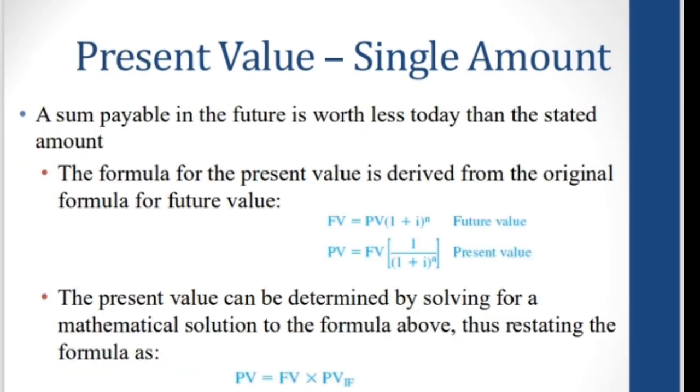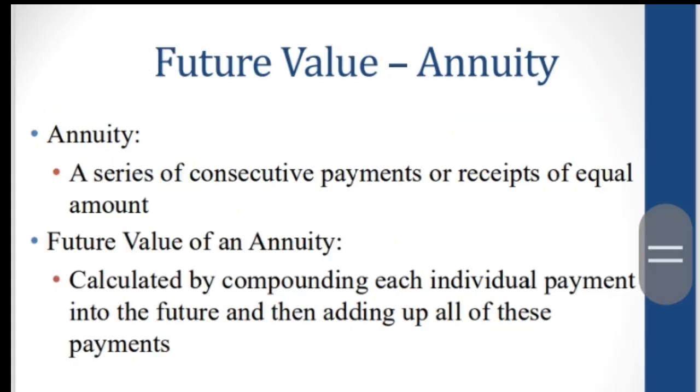Present value, single amount. A sum payable in the future is worth less today than the stated amount. The formula for the present value is derived from the original formula for future value. Present value is equal to future value times 1 divided by (1 plus I) to the power n. The present value can be determined by solving for a mathematical solution to the formula above. Thus, restating the formula, present value is equal to future value multiplied by the present value factor.